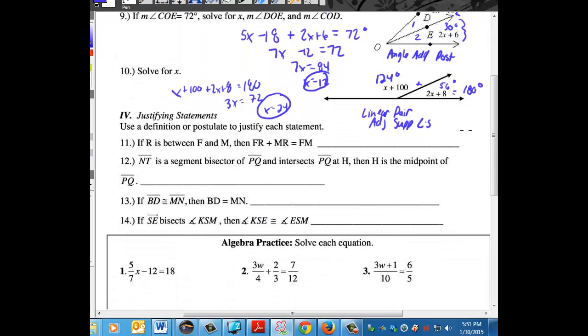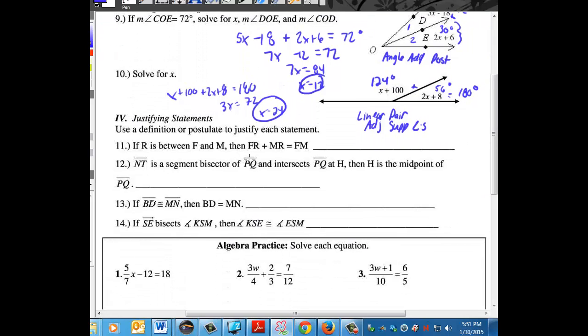Alright, next we have if R is between F and M, then FR plus MR is equal to FM. Sometimes it helps to draw it out so we can see exactly what's going on. So we have F and M, and R is between. So we're taking this segment plus this segment equals the entire segment, which is FM. And that's clearly going to be the segment addition postulate.